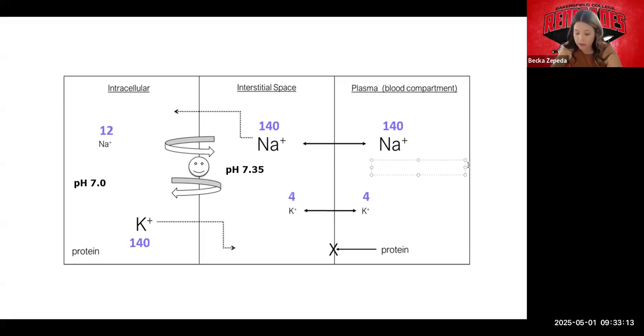So venous blood is about 7.35. Arterial blood is about 7.4. So still in that normal range, still between 7.35 and 7.45. It's just that venous blood has a little bit higher CO2 content and therefore is slightly more acidic. So make sure you're familiar with the different pHs of the different fluid compartments.